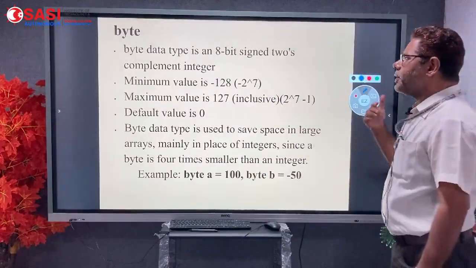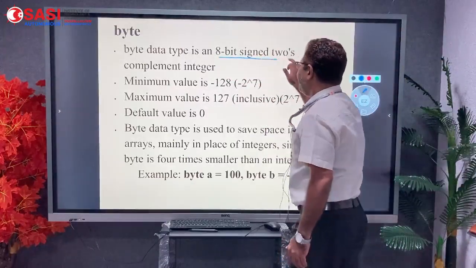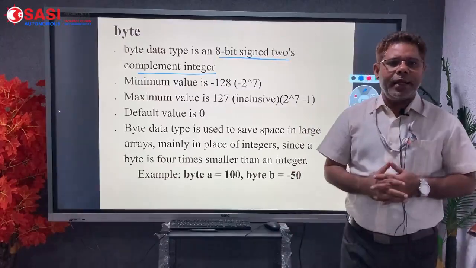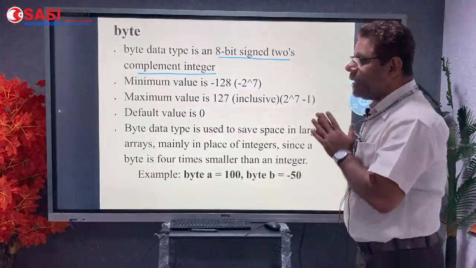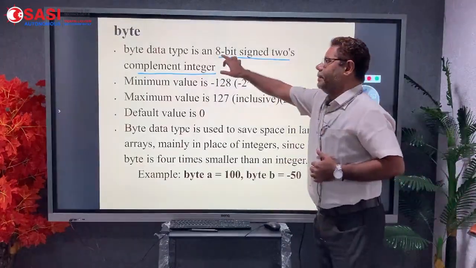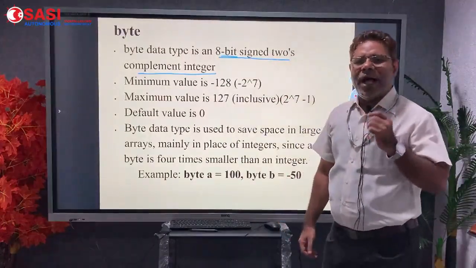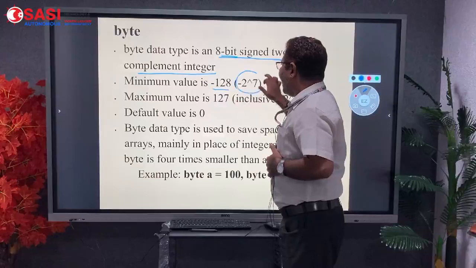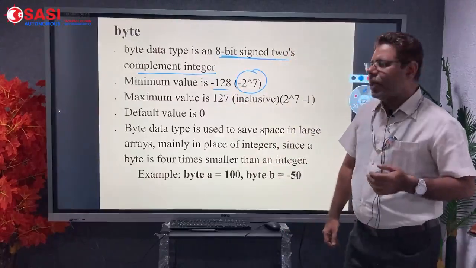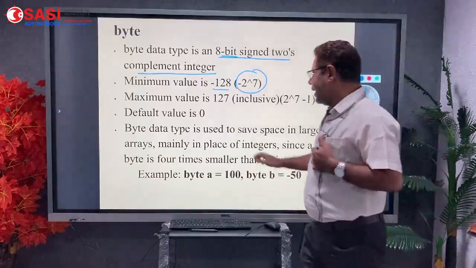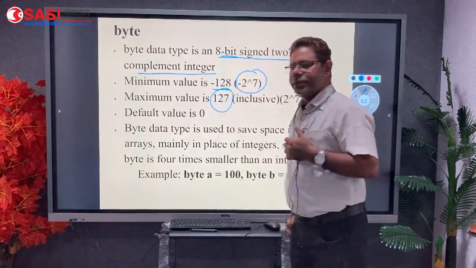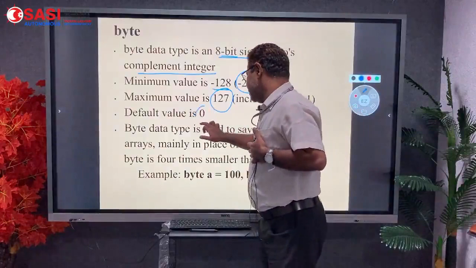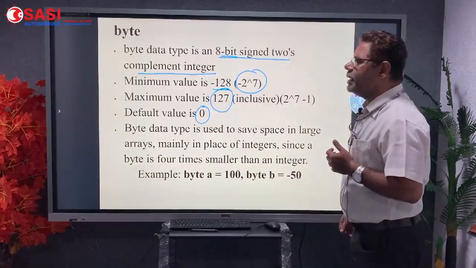Already we know, this is an 8-bit signed 2's complement integer. The byte data type size is 8 bits. So here the minimum value to store in a byte is -2^7, that is -128. The maximum value for the byte is 127. The default value for the byte is 0.